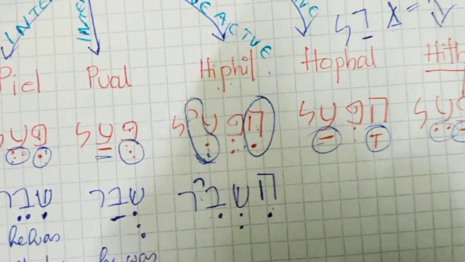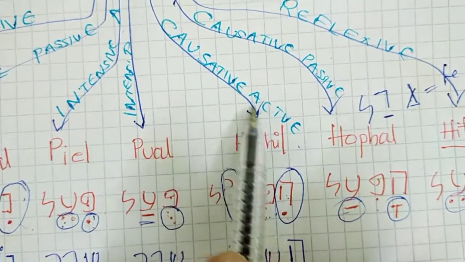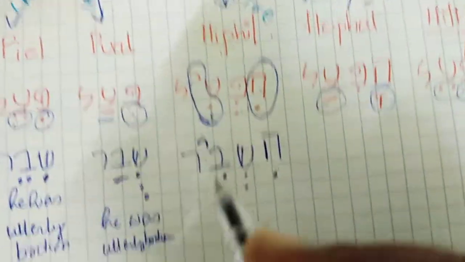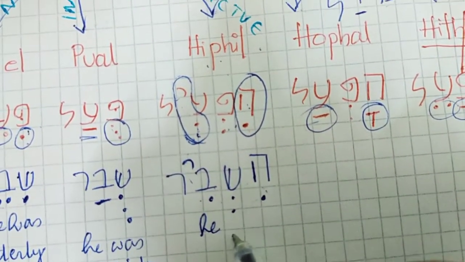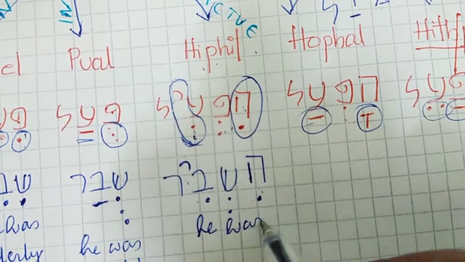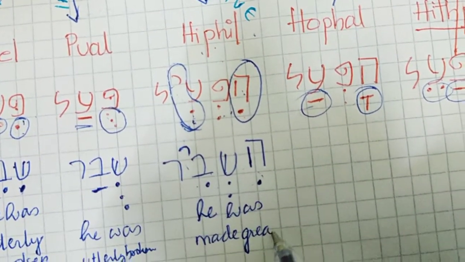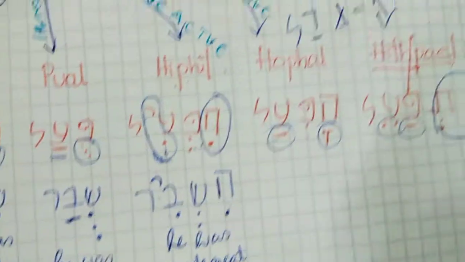The meaning is, what is this? This is causative active, Hifil. That means there is a reason. Some reason is there. Causative active means there should be a reason. He has made great. Wonderful. Next one.